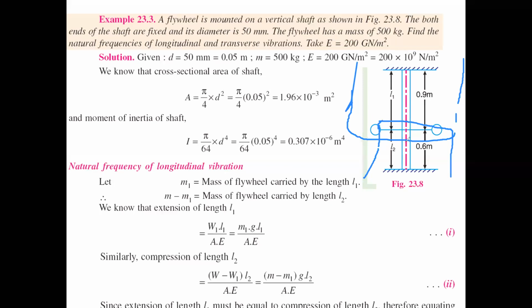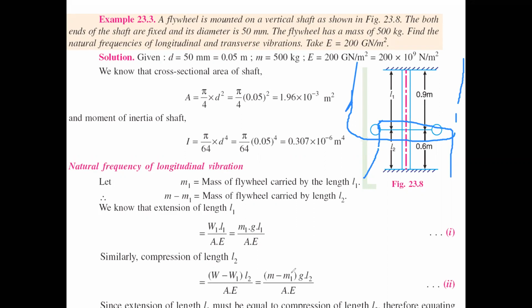The rod is there, and one end is fixed. When we see this particular type of arrangement, compression will also happen in this system. So the compression length is again WL by AE, which is replaced with (W minus W1) into L2 by AE.